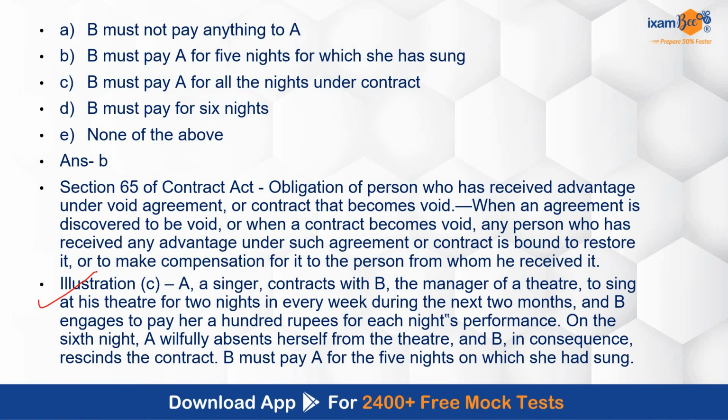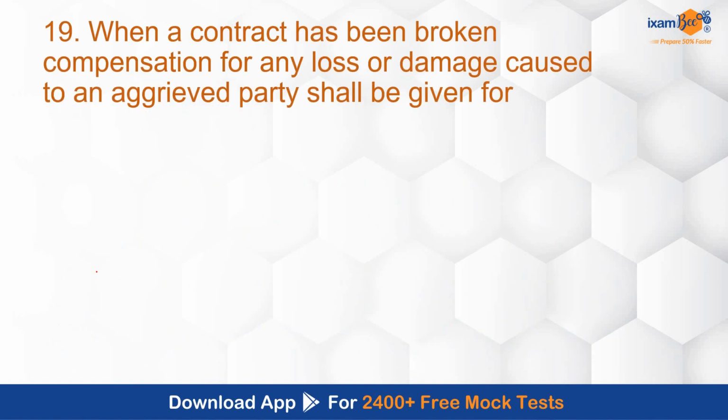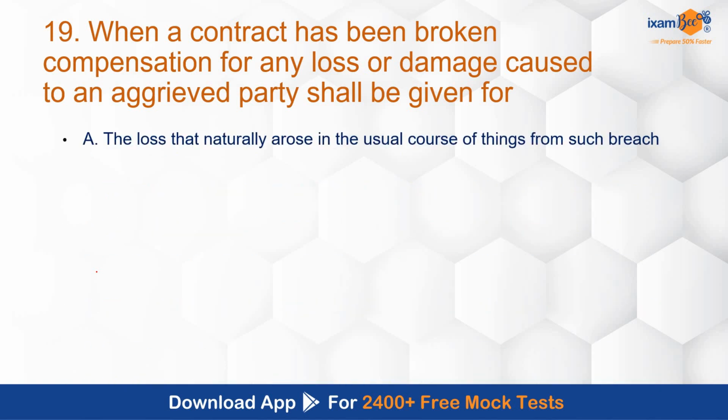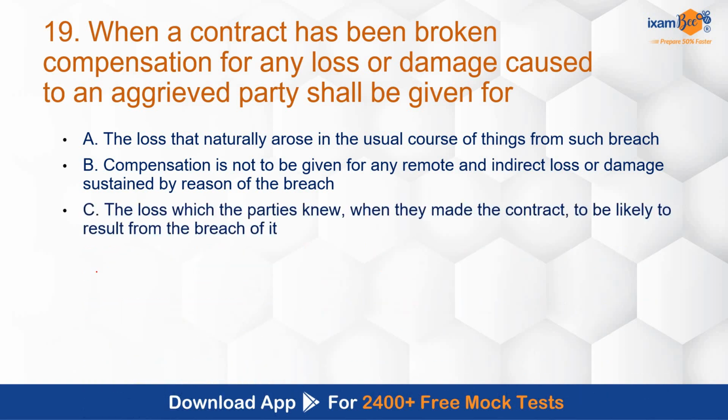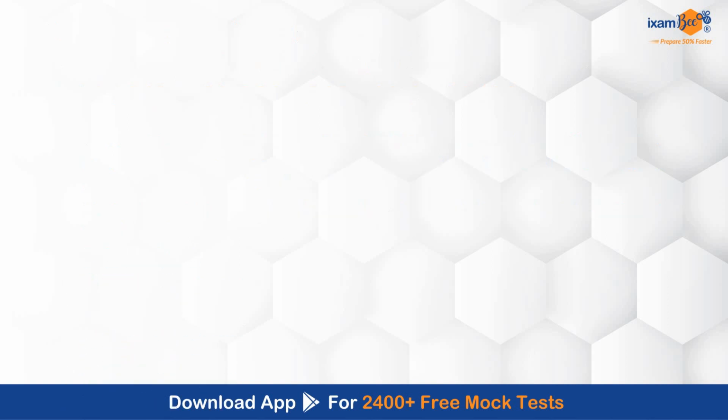A singer contracts with B, the manager of a theatre, to sing at his theatre for 2 nights in every week during the next 2 months. Question number 19. When a contract has been broken, compensation for any loss or damage caused to an aggrieved party shall be given for the loss that naturally arose in the usual course of things from such breach. Compensation is not to be given for any remote and indirect loss or damage sustained by reason of the breach. Options: the loss which the parties knew when they made the contract to be likely to result, either A or C, either of the above. The correct answer here is D, either A or C.